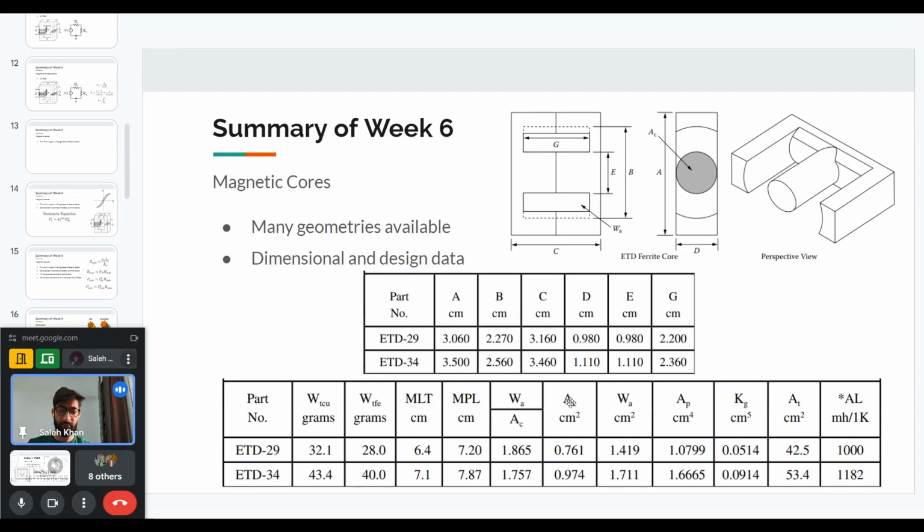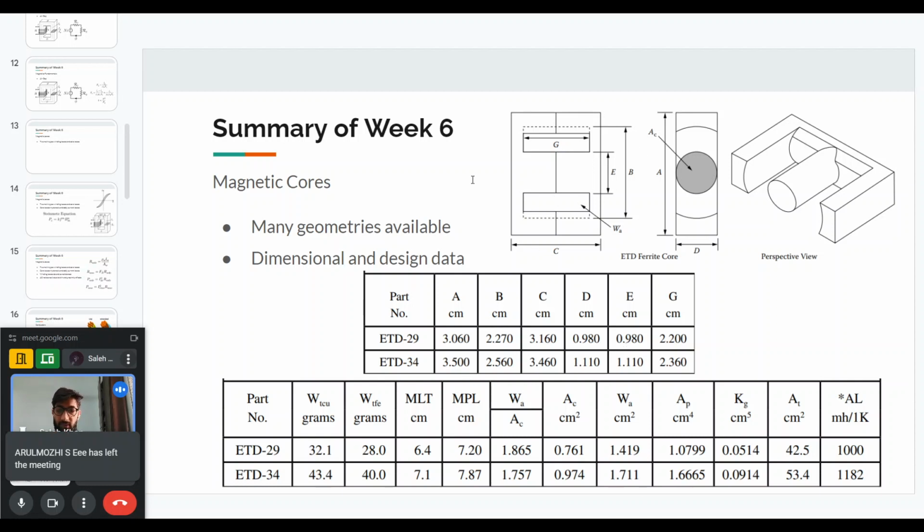So, for example, the AC, if you know the E term, which will be the diameter of this middle leg, then if you know the diameter, you can find the area AC. Similarly, if you know the length G and B and E, then you can find the window area. There will be formulas for the surface area and the mean path length. All these can be found out from the dimensional data.